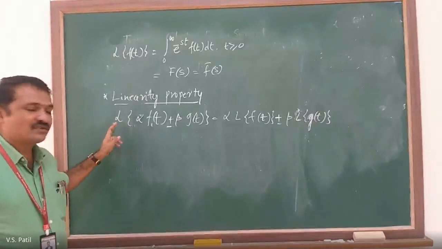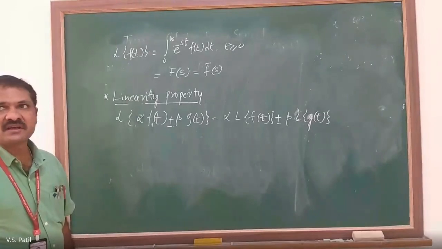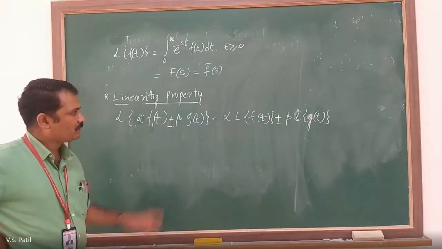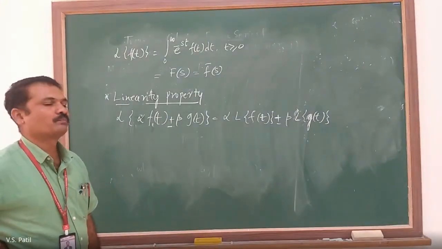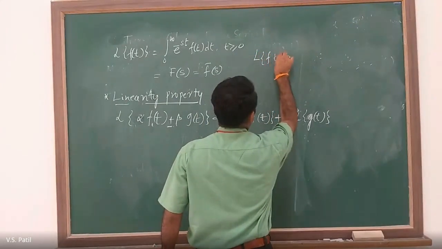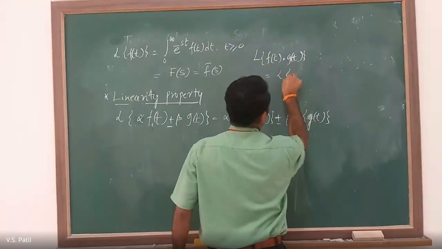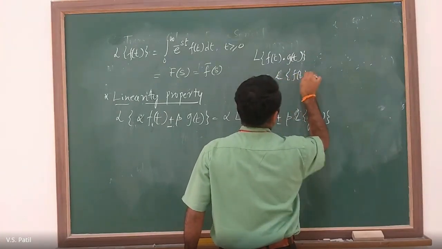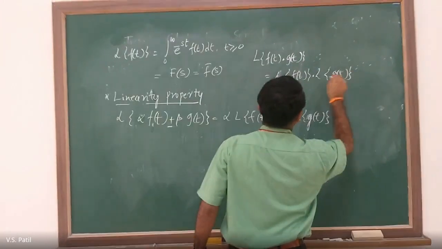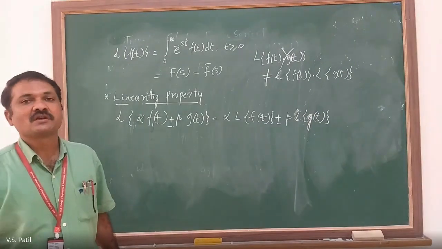Meaning, you can operate the Laplace operator term by term separately on n number of terms, if it is a sum of n terms or a difference of n terms. Whereas one thing you need to remember, if it is a Laplace transform of f of t into g of t, you cannot write it as Laplace transform of f of t into Laplace transform of g of t. This is not valid.